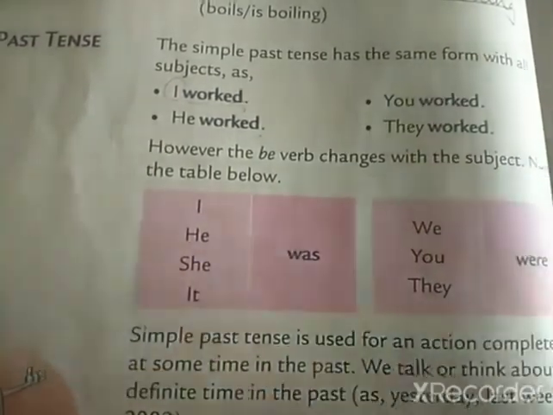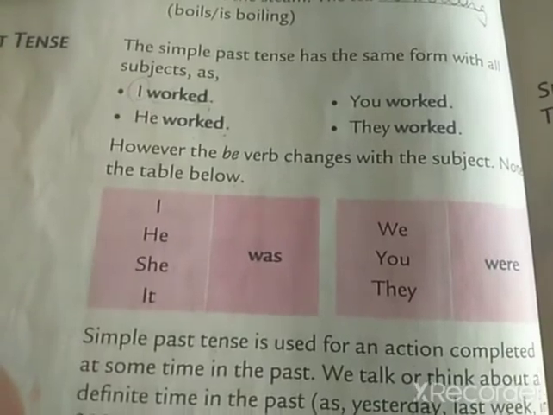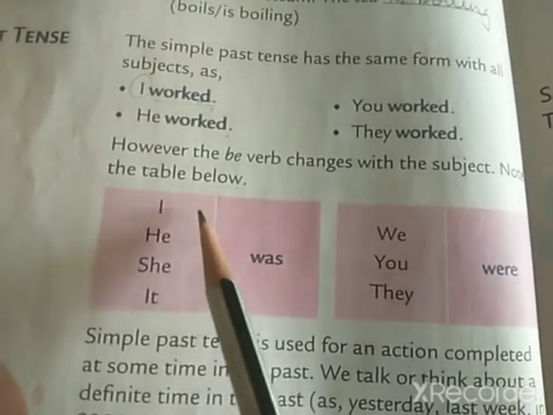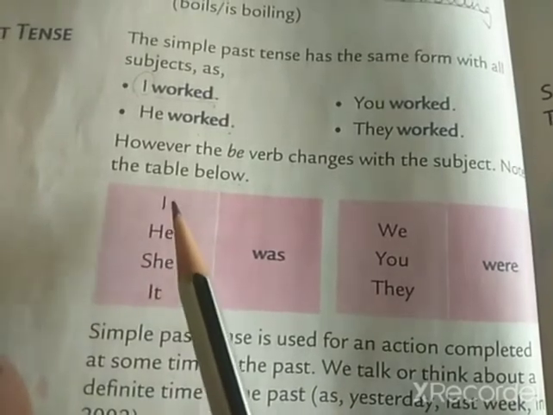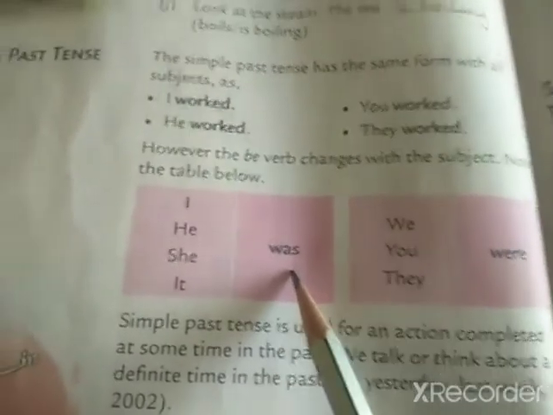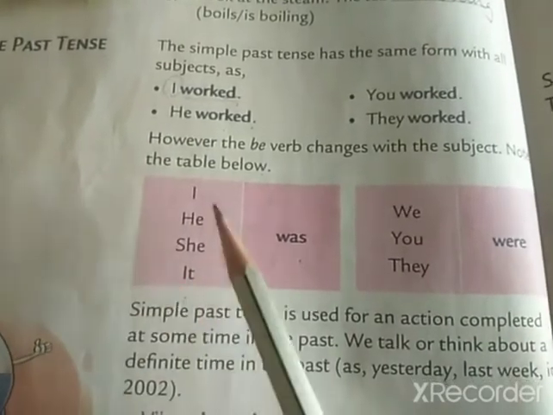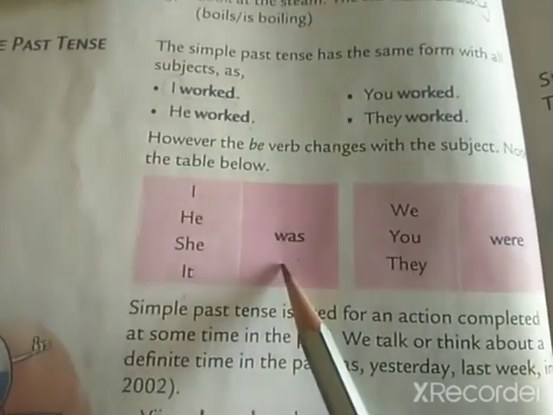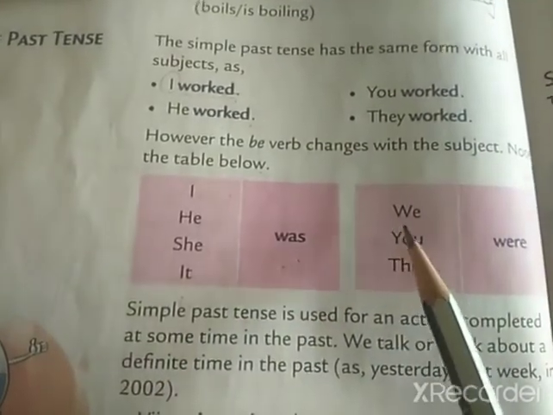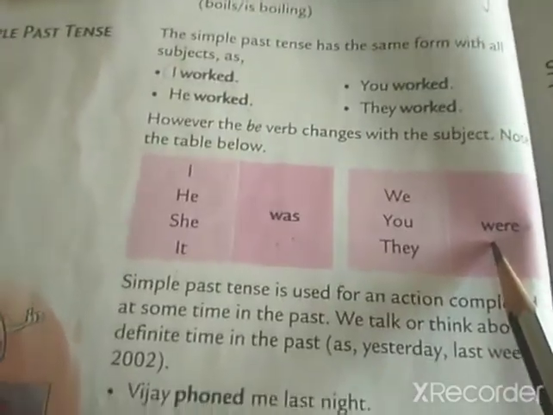However, children, the be verbs change with the subject. Note the table below. Now, children, the be verb, that is, you can say the helping verb, changes. We have to see the subject. If the subject is I, he, she, it, we use was. When we have to change the sentence into simple past tense, if the subject is I, he, she, it, means if the subject is singular, we use was. And if the subject is we, you, they, that is, if the subject is plural, we will use were. So, do remember this.